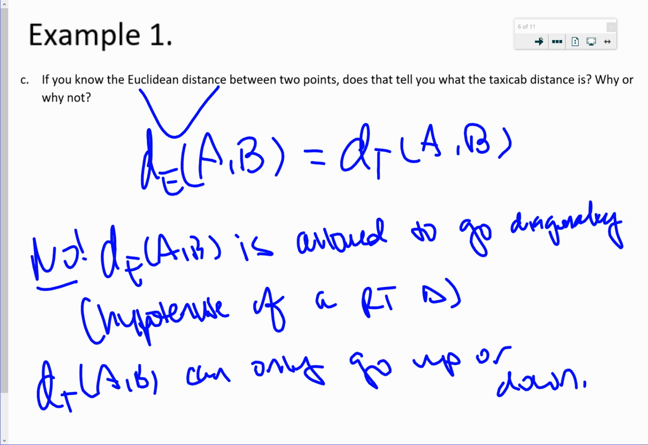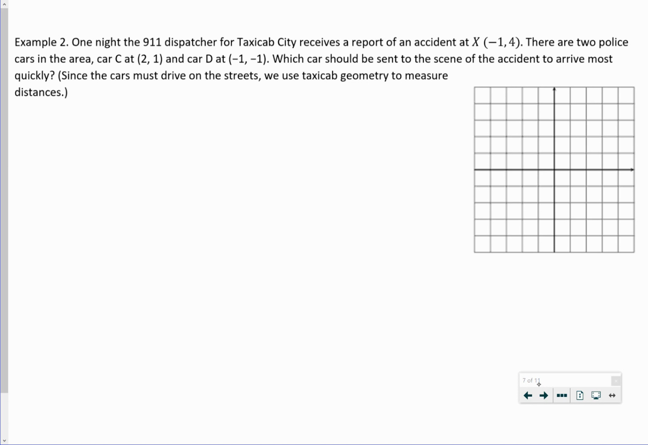All right. Let's look at the next problem. One night the 911 dispatcher for Taxicab City receives a report of an accident at this point, -1, 4. So this is X. There are 2 police cars in the area. Car C, which is at 2, 1, and car D, which is at -1, -1. Which car should be sent to the scene of the accident to arrive most quickly? Since the cars must drive on the streets and can't go diagonally, we use taxicab geometry to measure the distances.